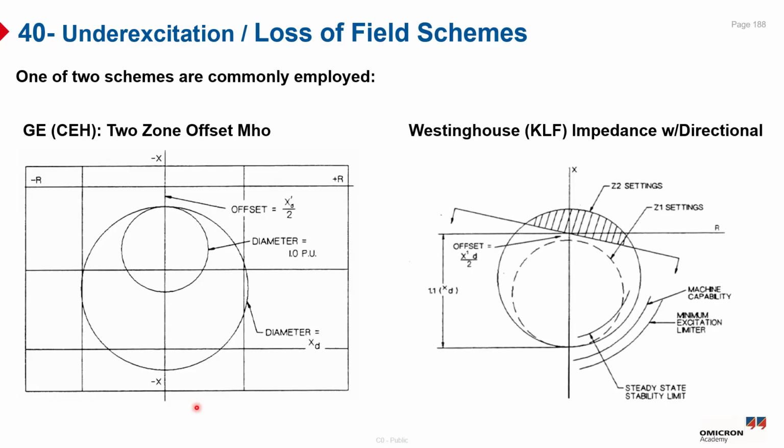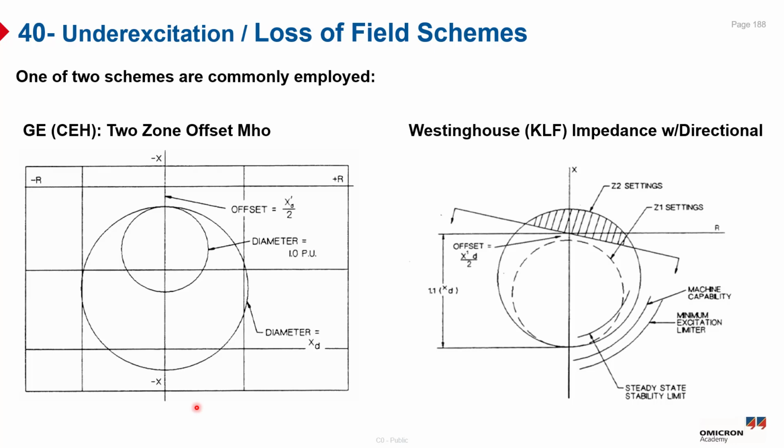So the impedance measurement method using the MHO or MOHO type distance relay is a widely used and reliable approach for loss of field protection. The relay operates in the fourth quadrant and is offset from the origin by about 50 to 75% of the direct axis transient reactance, which is called X-D, to avoid misoperation during system disturbances.